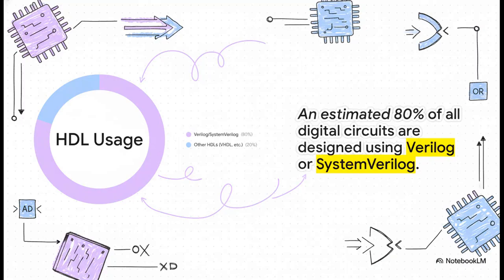And just how dominant are we talking? Well, today, Verilog and its newer, souped-up version, SystemVerilog, are used in something like 80% of all digital chip designs. The message is loud and clear. If you want to design hardware, you learn Verilog.